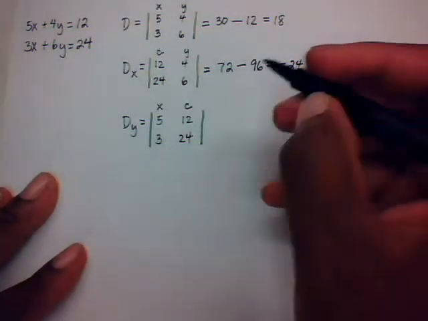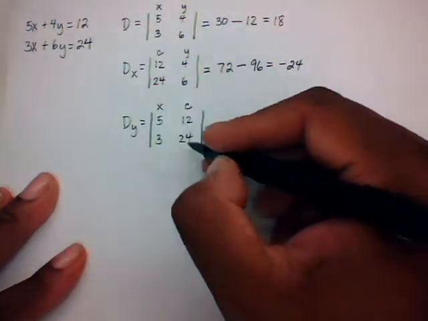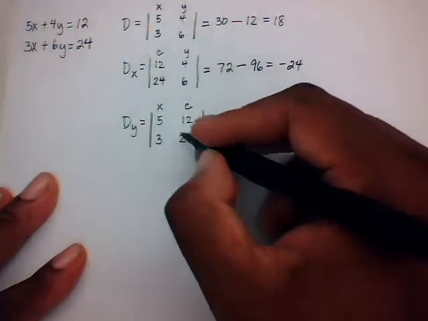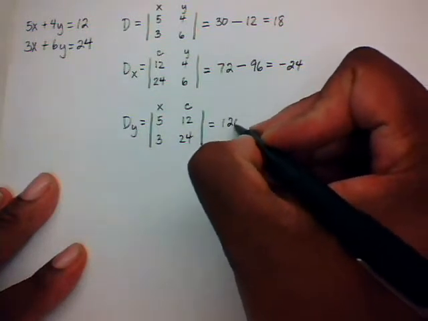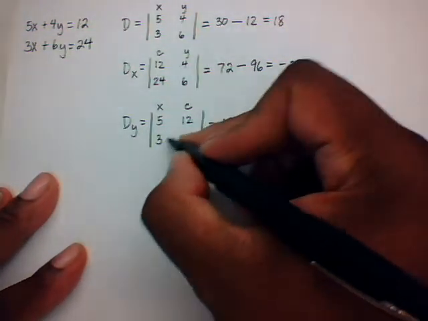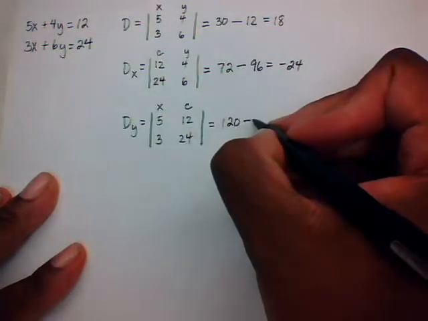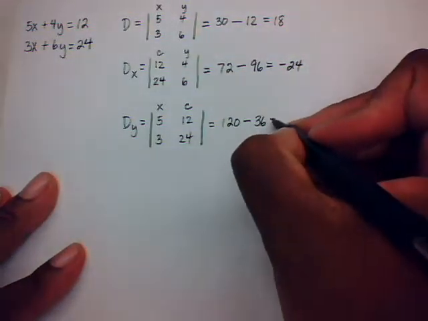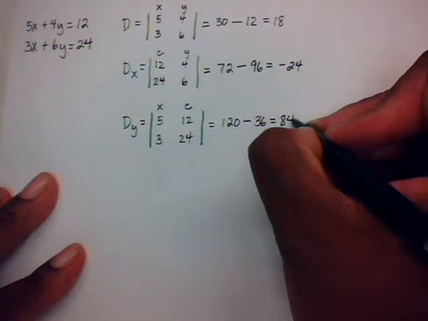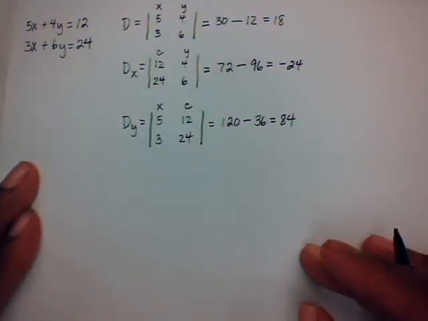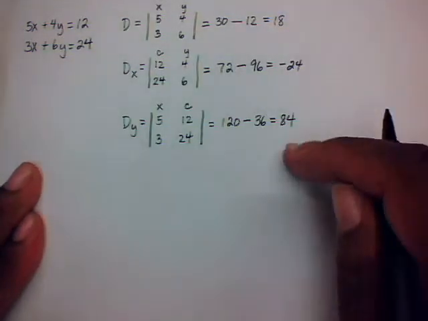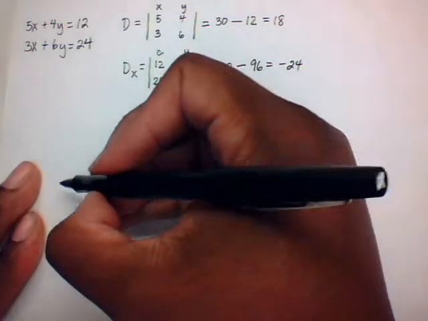And then the determinant for y, that's this matrix here, upper left to lower right, 5 times 24, that's 120, minus this diagonal, 3 times 12, that's 36. So 120 minus 36 is 84. Okay, so let's use these to find out what x and y are going to be.